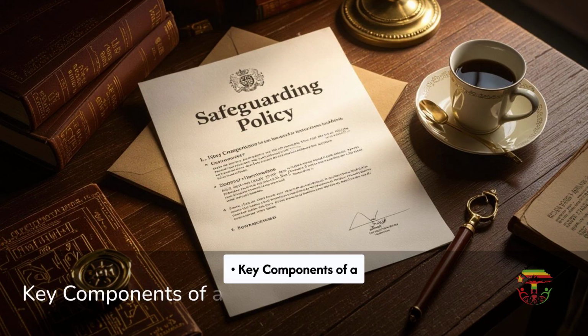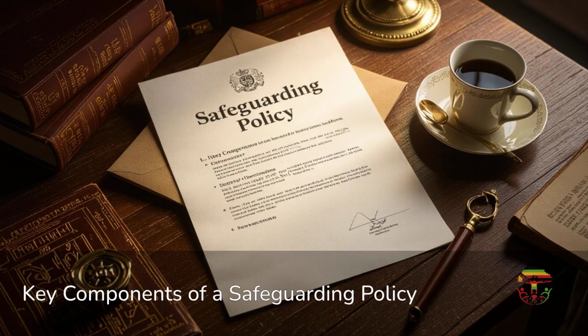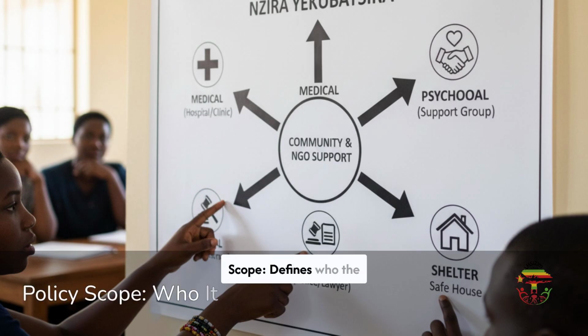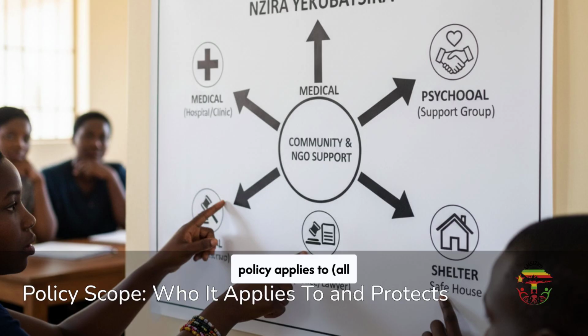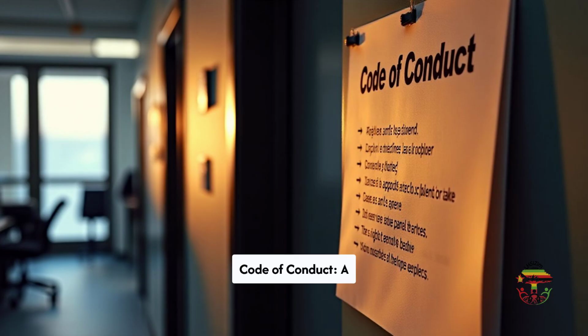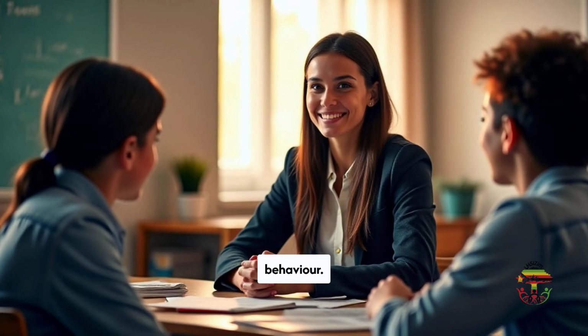Key components of a safeguarding policy. Commitment statement: a clear, high-level declaration from the board and senior leadership of the organization's zero-tolerance approach to abuse and exploitation. Scope: defines who the policy applies to, all staff, volunteers, consultants, and partners, and who it protects, children and vulnerable adults. Code of conduct: a clear set of rules for staff behavior.